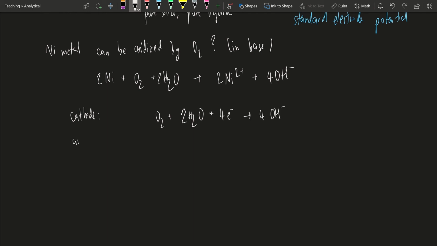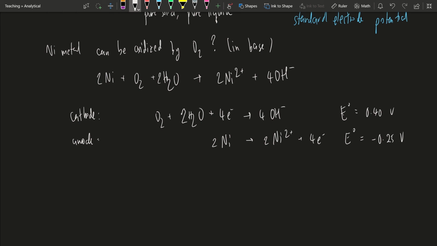And then the anode is going to be, of course, your nickel. So this is nickel ion, and 4 electrons because you multiply by 2. Now you go to your standard electrode potentials table, and then find the potential. So it turns out that the cathode has the standard potential of 0.40 volt, and anode is minus 0.25 volt.